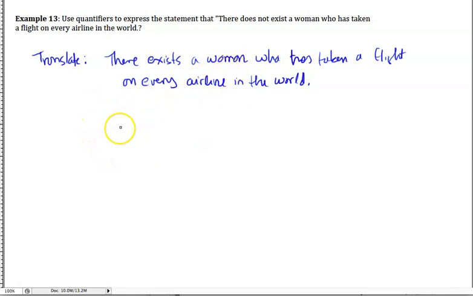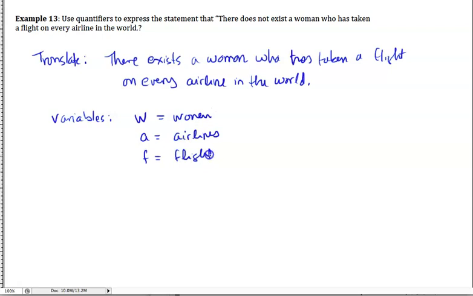Okay, so let's see what variables we have in here. We can call W the women, or the woman that I'm interested in out of all the women. And we have A is airlines, and we have F is a flight. So these are my x, y, z. I have my variables here.